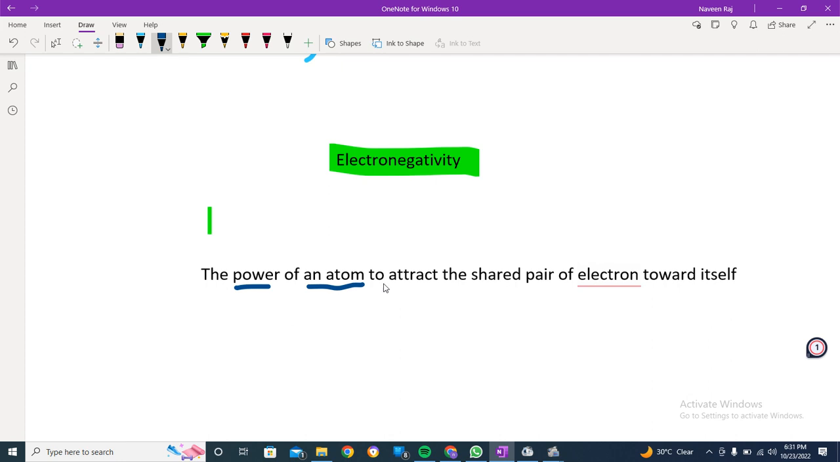It is the power of an atom to attract. This is the attracting power of an atom. What sort of attracting? Attracting the shared pair of electrons toward itself. Electronegativity is the power of an atom to attract the shared pair of electrons toward itself. You will not understand it until we have an example.